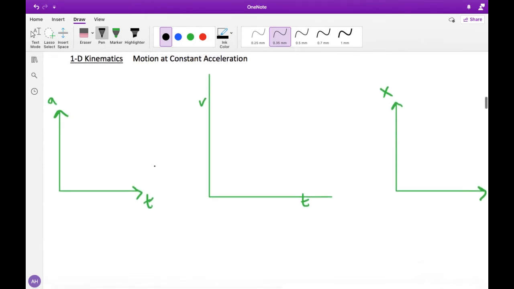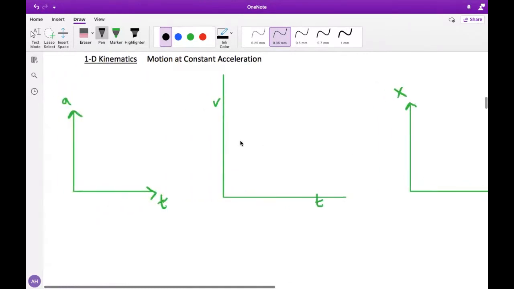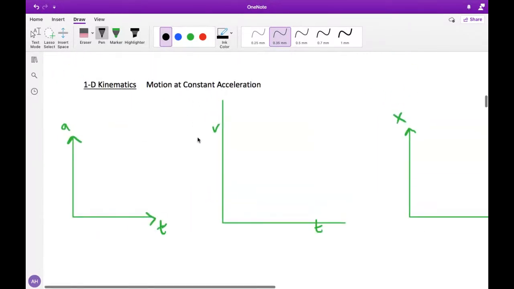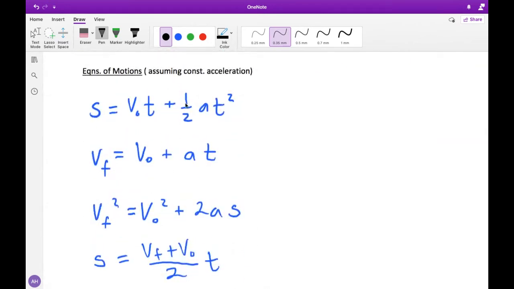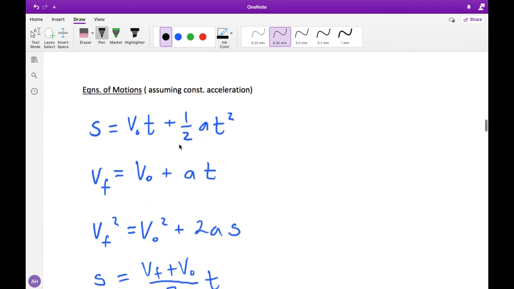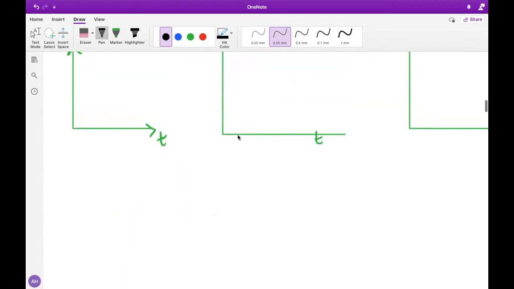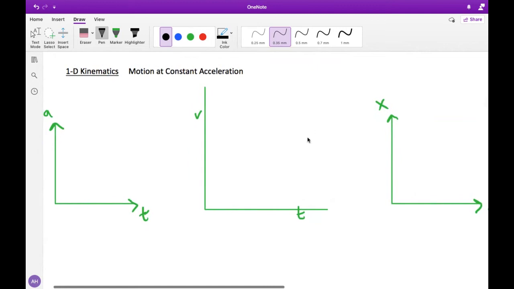The way I want to analyze this is with an acceleration time graph, a velocity time graph, and a position time graph. I'll also show you the equations of motion that come along with assuming the acceleration is constant. So if you ever approach a problem and they say the acceleration is constant, you can automatically jump to these equations. With these graphs, I want to show you where those equations come from.